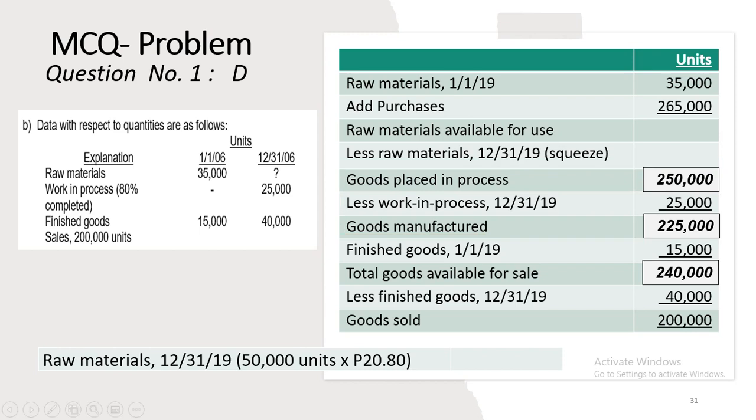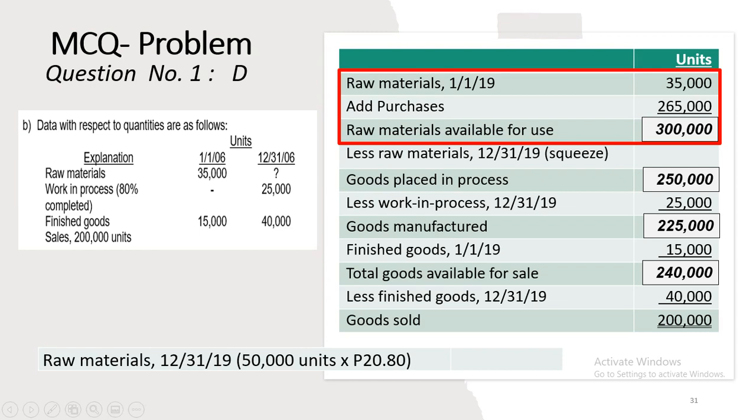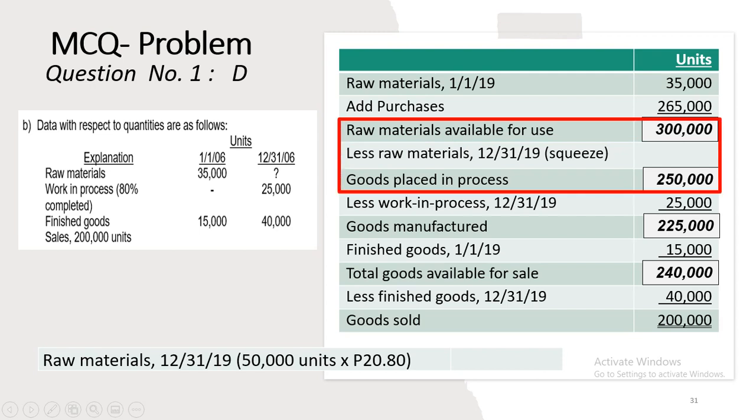And next, we're going to compute the raw materials ending. We start with the beginning raw materials of 35,000 plus purchases as mentioned, 265,000. Therefore, the raw materials available for use is 300,000. Now we can compute the raw materials ending. 300,000 less the 250,000 goods placed in process. Therefore, the raw materials ending in units is 50,000.